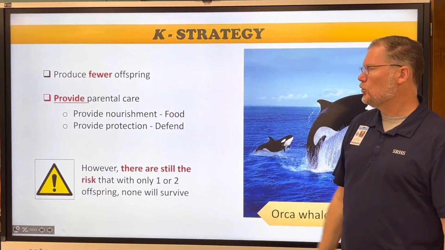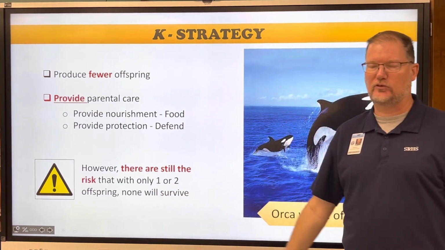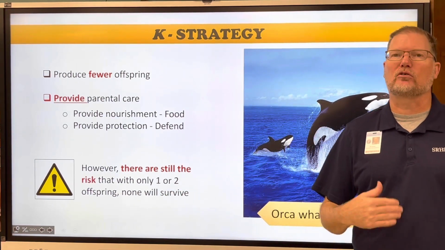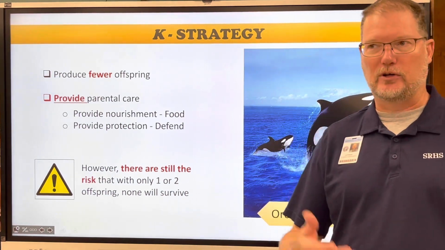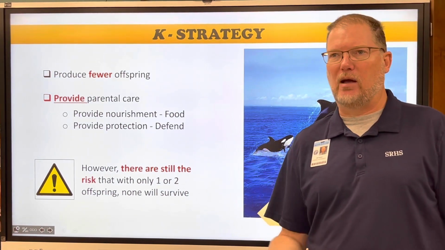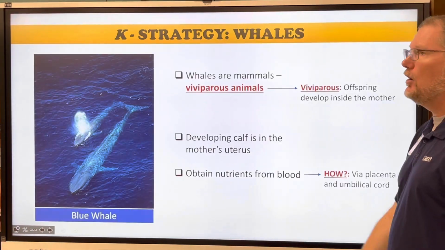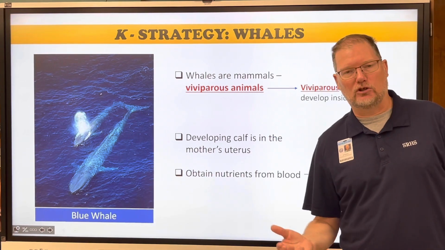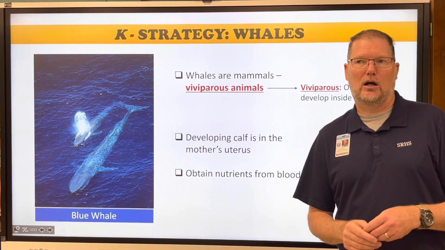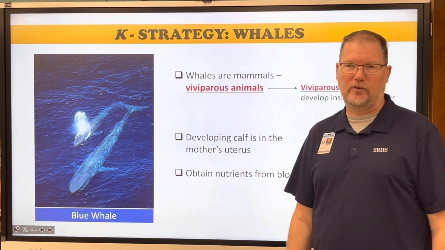So they provide food, protection, but there's still risks. There's still risks because if you only have one or two offspring, they may not survive due to predation, environmental conditions, starvation, whatever, okay? What if the parent dies, due to predation or even hunting, and now the babies are on their own and the babies won't survive?